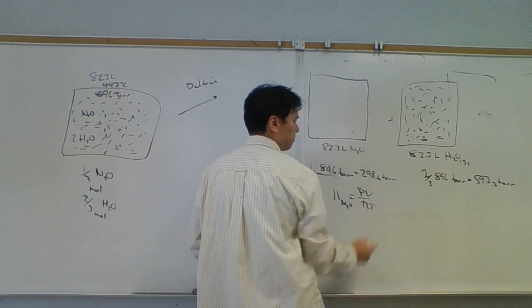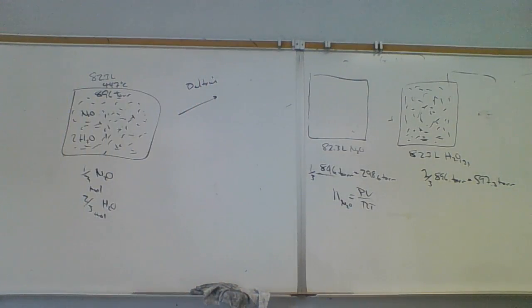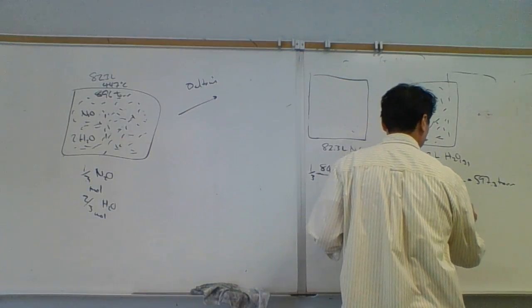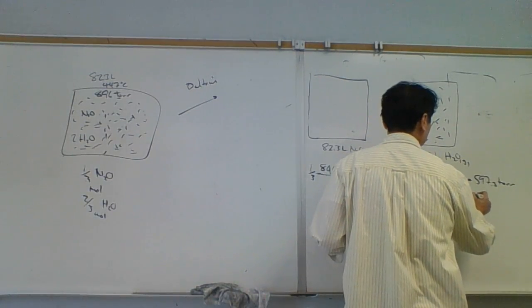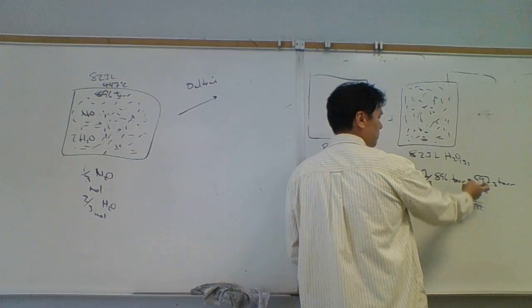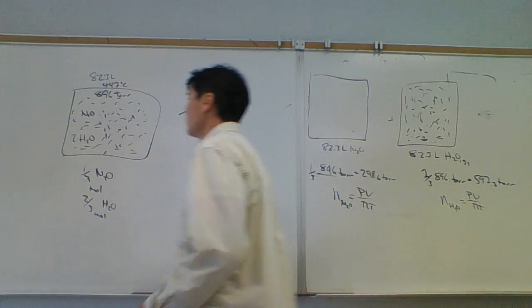But what often happens with gases is people get Daltons and Avogadros mixed up, and they end up putting the wrong pressure-volume combination in the ideal gas law. This is a common error. So the moles of water will equal PV over RT. The pressure in this case is going to be 597.3, the volume is 82.3. Temperature is fixed.